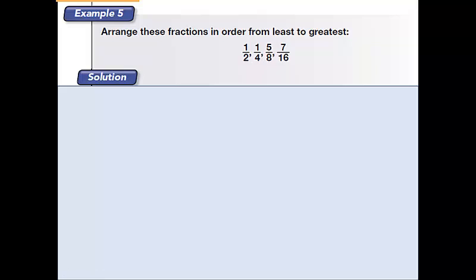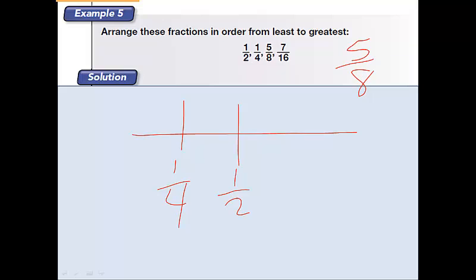How would you arrange these fractions in order from least to greatest, and how would you know? Well, let's think this through a little bit together. We know what 1/2 is. So if we've got 1/2 right there, 1/4 we know is less than 1/2. Now 5/8. What's half of 8? It's 4. So is the 5 bigger or less than a 4? It's bigger. So 5/8 has got to be bigger than 1/2, because 1/2 would be 4/8.